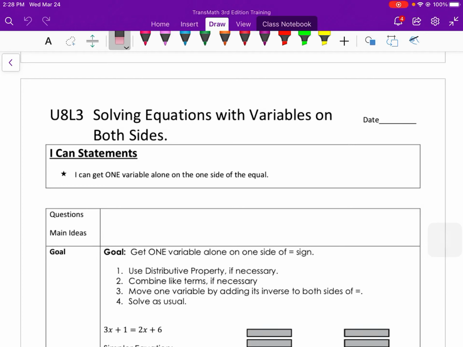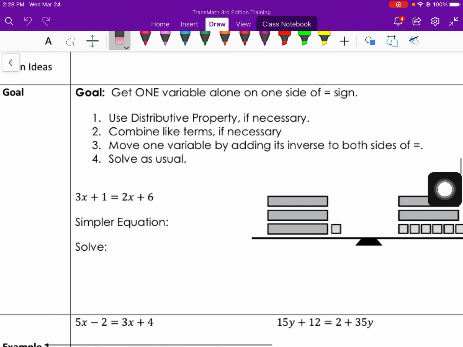Welcome back, class. This is Unit 8, Lesson 3, solving equations with variables on both sides. So now when we look, there are going to be variables on both sides of the equation.